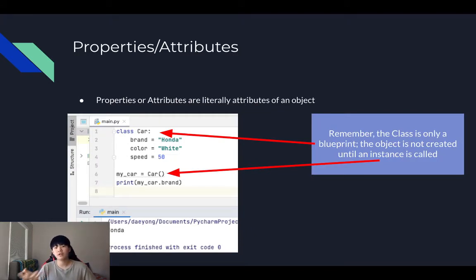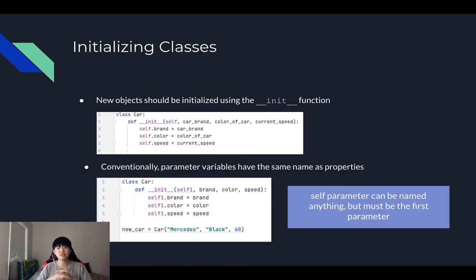What if I wanted to make another car, but with a different brand, a different color, a different speed? Then I'm going to have to create a whole new class, right? But that's kind of counterintuitive because that defeats the whole purpose of creating a class in the first place. So these initializers are extremely important when you're making a class. Almost all classes have these initialize functions.